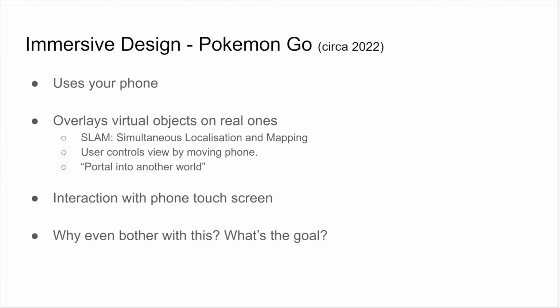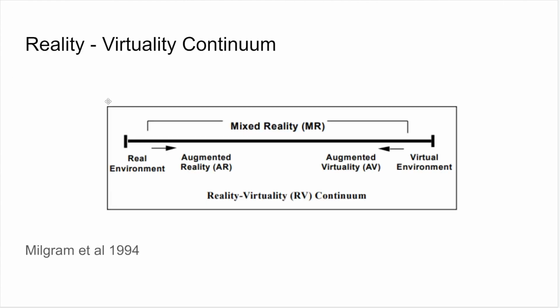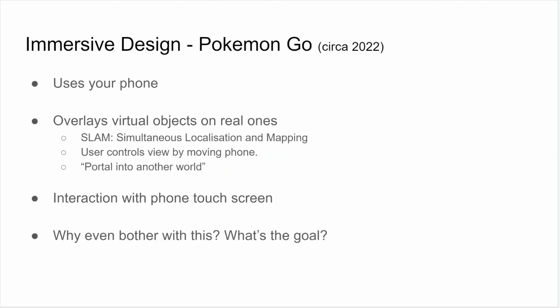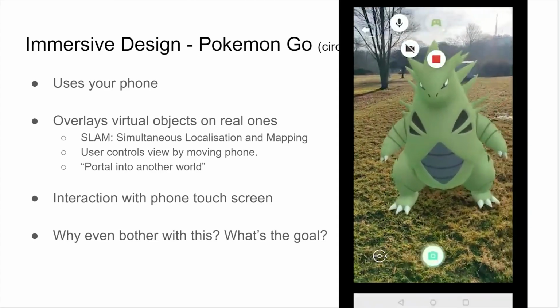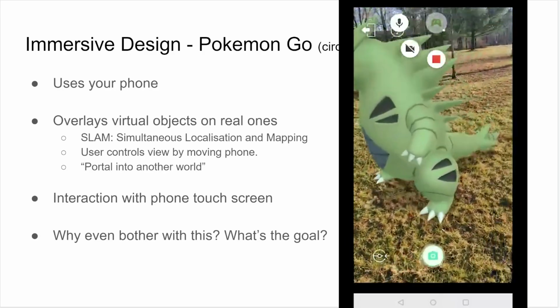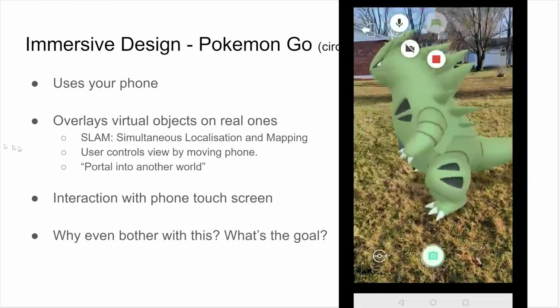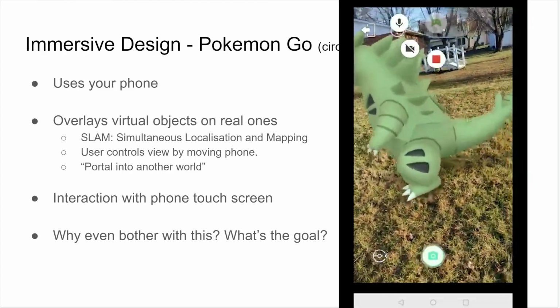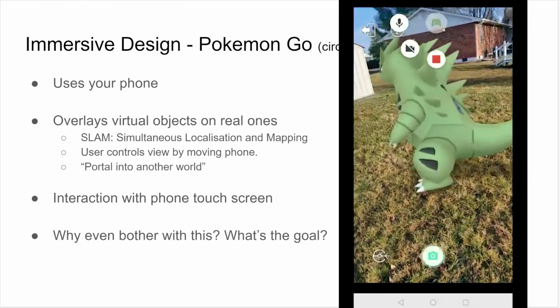So let's take the example of Pokemon Go. Now in the reality virtuality continuum, Pokemon Go would be around here somewhere. I'm assuming that everyone's familiar with Pokemon Go because it's a very popular game, but I just wanted to break it down a little bit more than what we would do if we were just casually observing it. So the thing to note about Pokemon Go is it actually tracks the real world environment and overlays the virtual objects on top of it, the Pokemon.